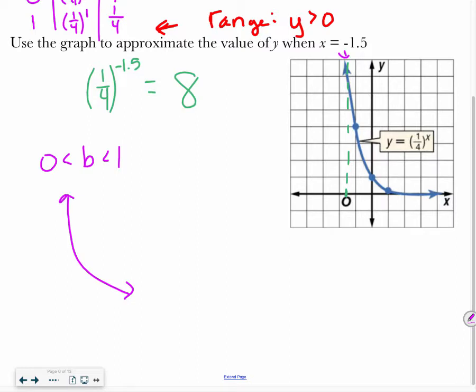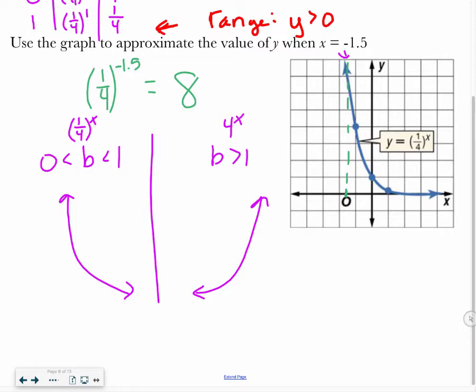If you have a B value, like in the last example, our B value was greater than 1 because it was a 4, you have something that is increasing, okay? So here we had our 1/4 to the x, and here we had our 4 to the x, okay? So that's the difference. It's the same graph, but it's flipped.